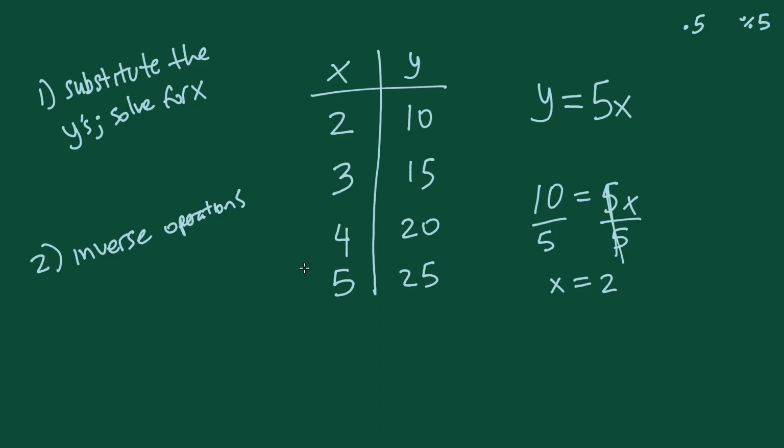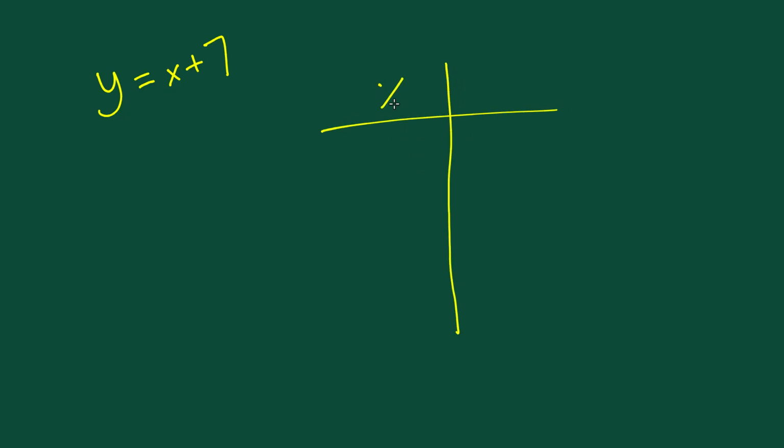All right, let's do another problem like this. How about they give us this, y equals x plus 7, and then they give us, here's our inputs, here's our outputs. Once again, they're going to give us the outputs. We have 12, we have 21, we have 38, and we have 104.